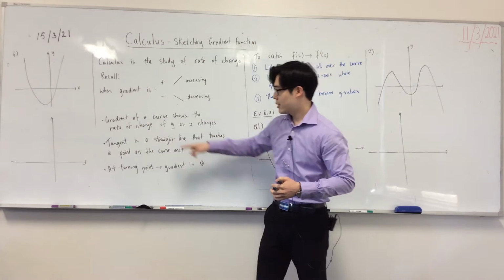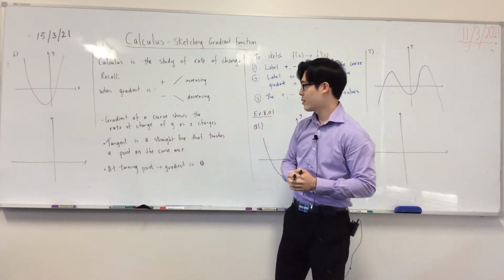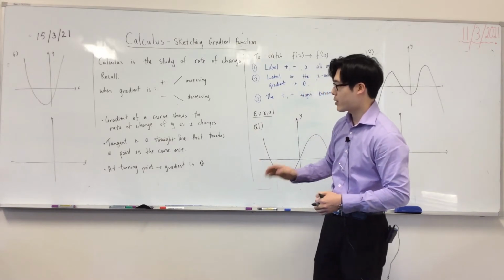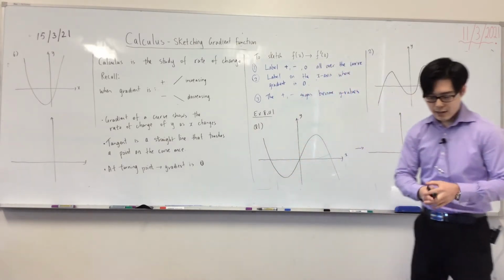A few definitions. A tangent is a straight line that touches a point on the curve only once, which we'll be doing as well, and I'll show you later. At a turning point, the gradient is 0. All right, so girls, let's get straight into it.